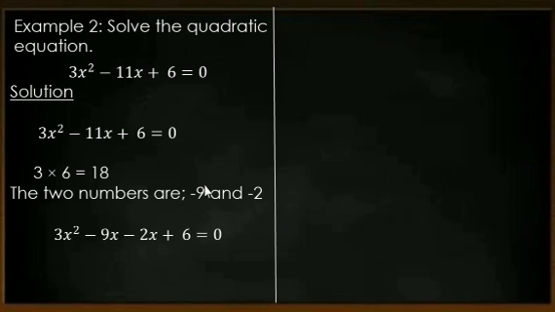So now that we've realized that the two numbers are minus 9 and minus 2, we'll replace this minus 11x with minus 9x and minus 2x. Now you realize that when you work out minus 9x and minus 2x, it will give you minus 11x. It therefore means that this equation and this original equation are still the same. What's the next step? The next step is to factorize these two and also factorize these two.